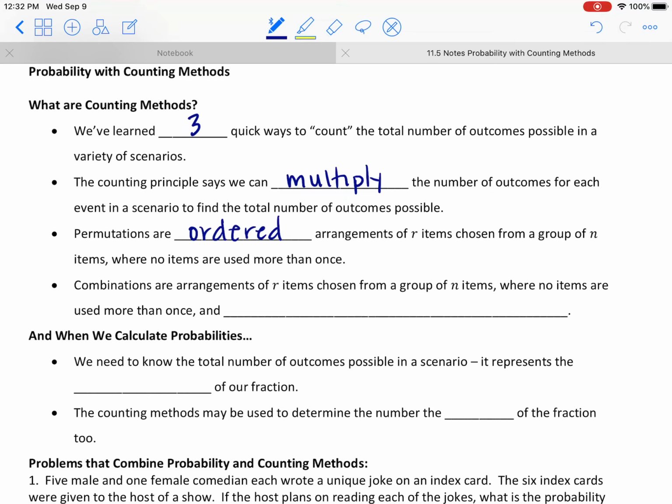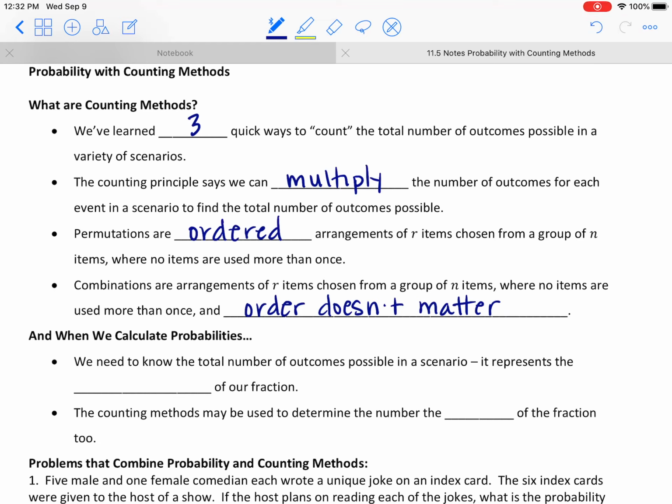And then we've also talked about combinations. Combinations are similar to permutations, where you're choosing r items from a group of n items. Items can't be used more than once, but with a combination, the order doesn't matter. Okay, order doesn't matter.